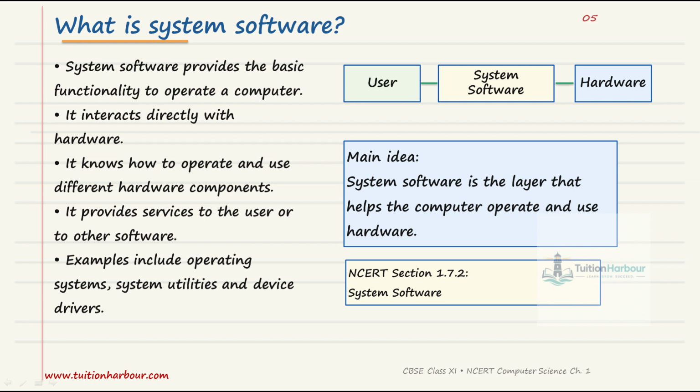System software provides the basic functionality needed to operate a computer. It interacts directly with hardware and helps the computer use different hardware components.